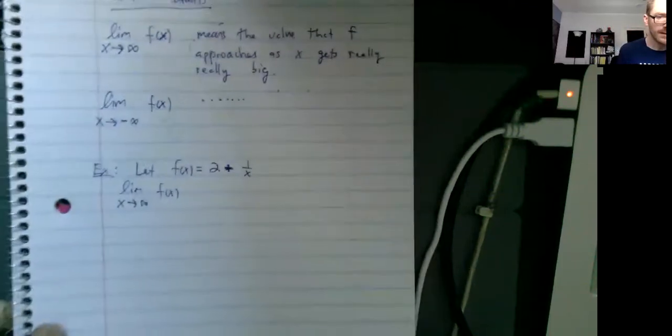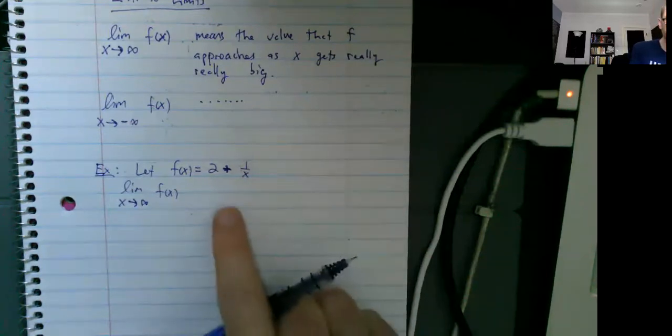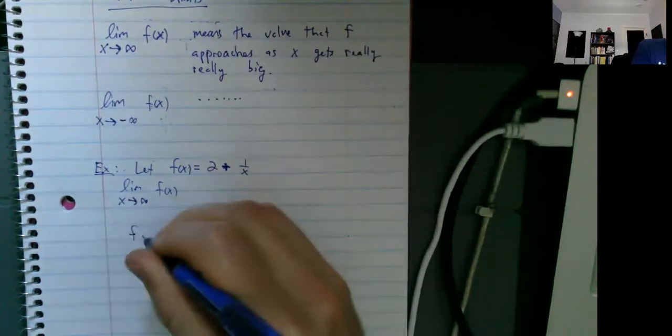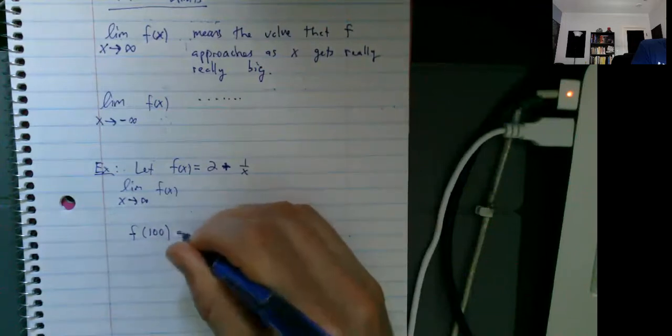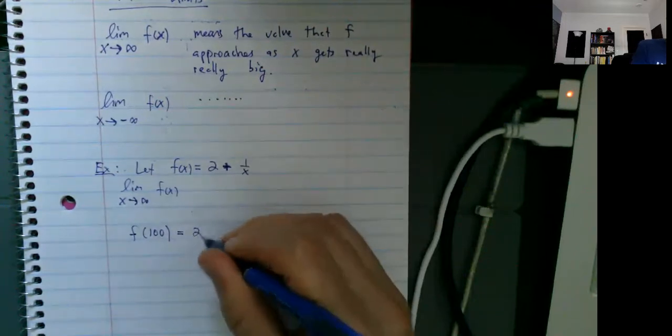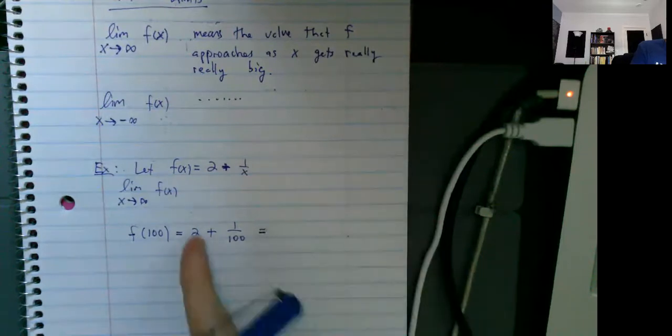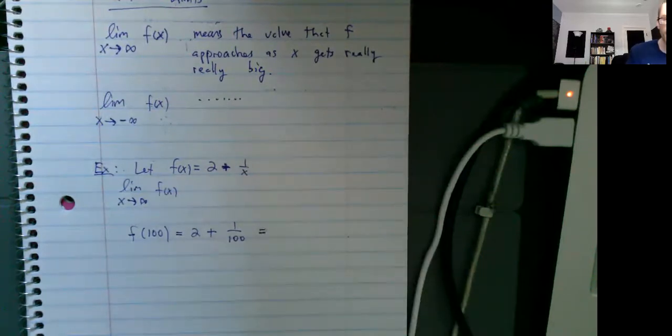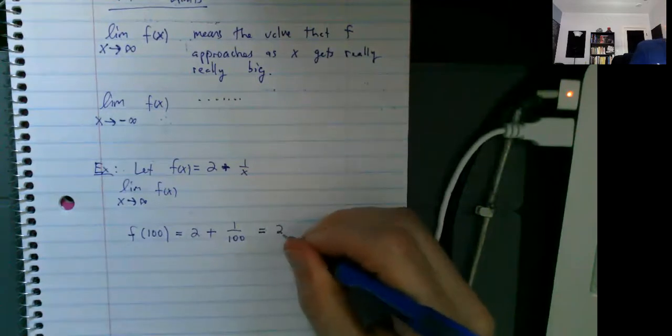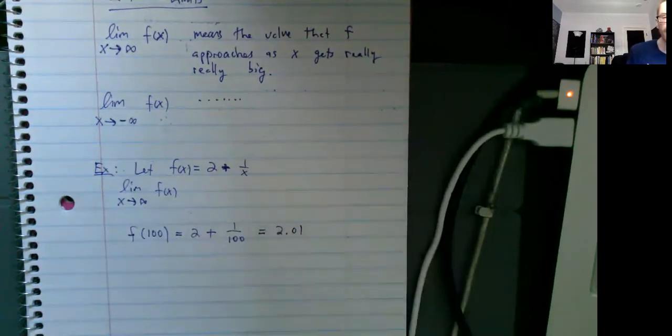So let's just imagine plugging in larger and larger and larger values for x, because what this limit is all about is what happens as the input x gets bigger and bigger. So let's plug in some large numbers and see what happens. If you plug in 100 into this function, f of 100 is 2 plus 1 over 100. If you convert 1 over 100 to a decimal and add it to the 2, that's 2 and 1/100th, which as a decimal is 2.01.